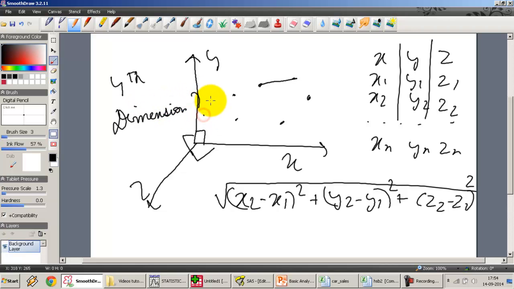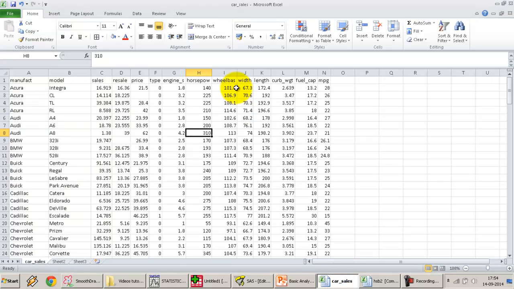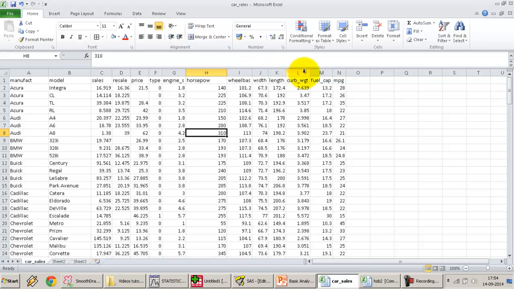Now that's a problem, because we live in a three-dimensional space. We can't even begin to imagine what a fourth dimension looks like, right? A lot of movies would have covered this fourth dimension, but statistically or mathematically, what does it imply? So for example, I've got a data set over here. If I want to measure a car on horsepower, wheelbase, width, length, curb weight, fuel cap, now I'm going more than four dimensions. I'm going into multi-dimension or multiple variables.